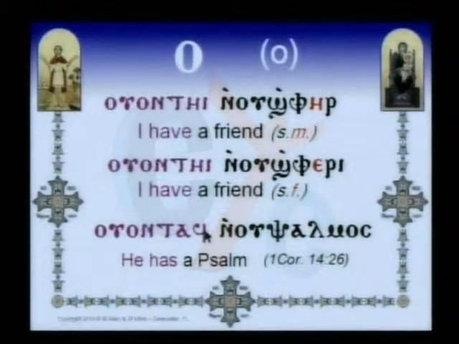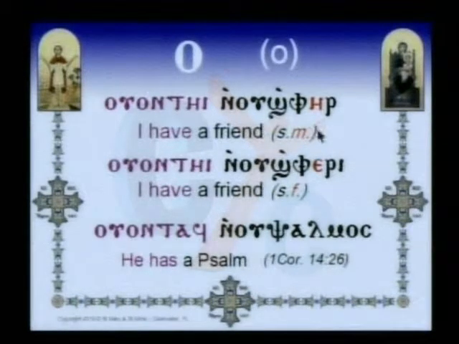Here he has, and the example here is Psalmos, which means psalm. U1taf and U-Psalmos. This is in 1 Corinthians. He said if someone has a psalm, he should do this and this. So U1taf and U-Psalmos.